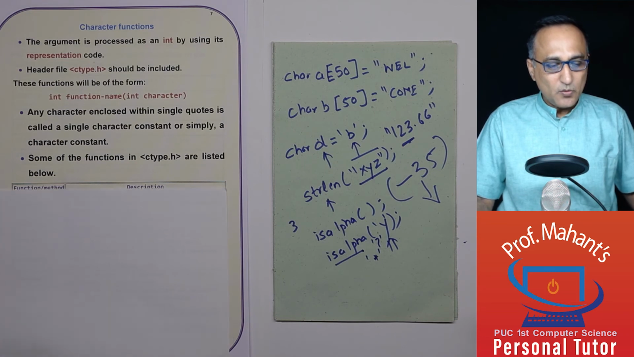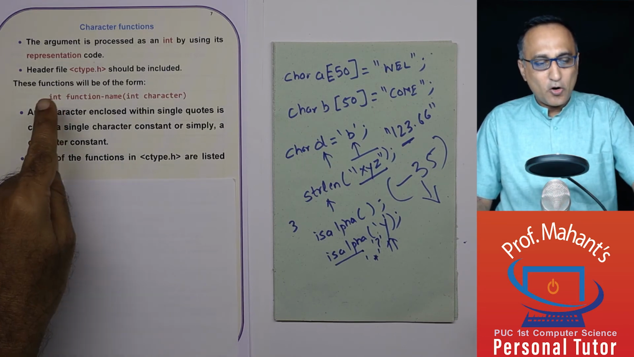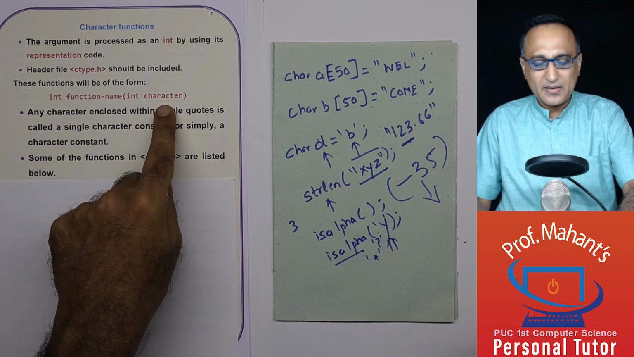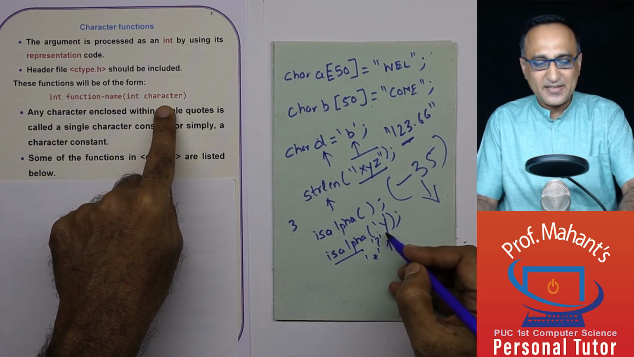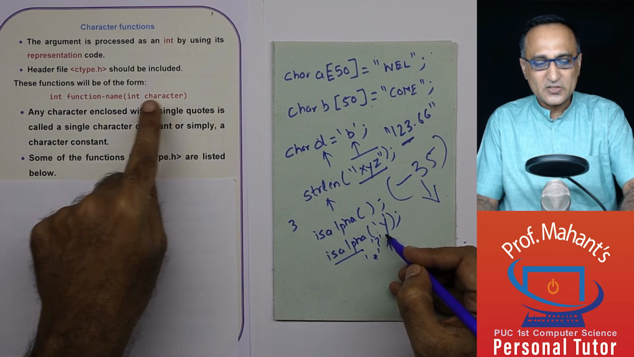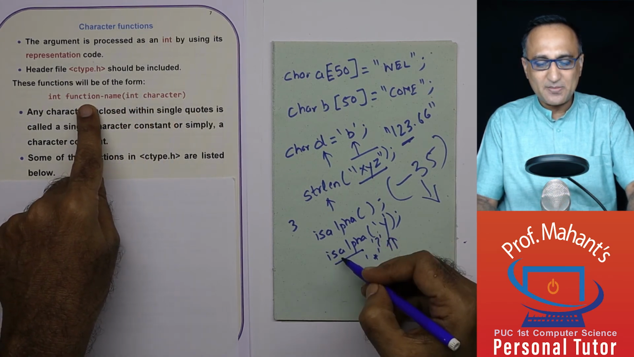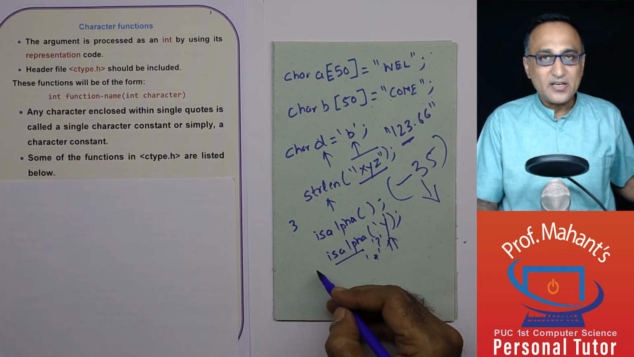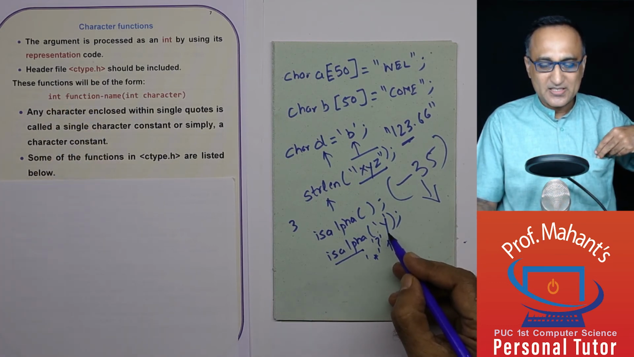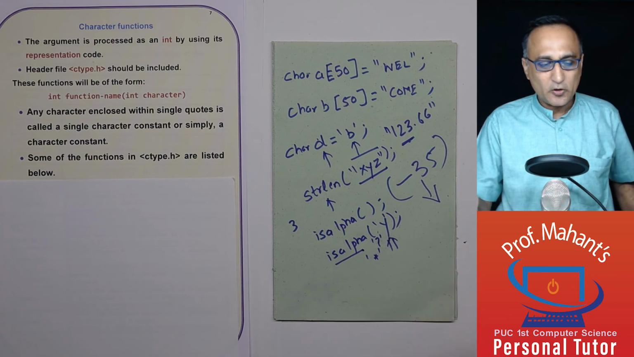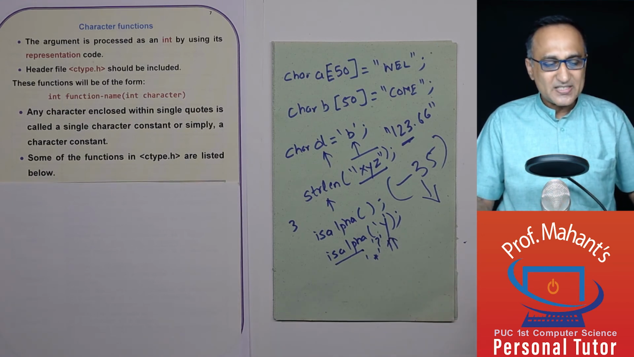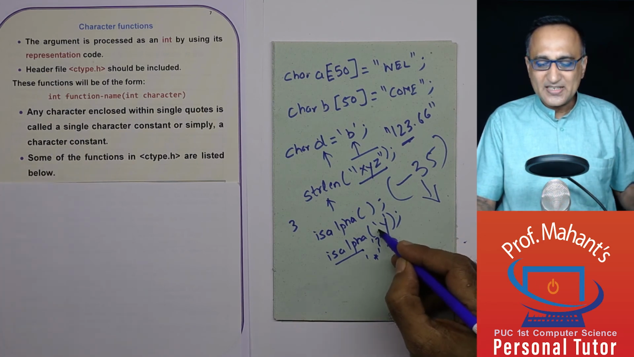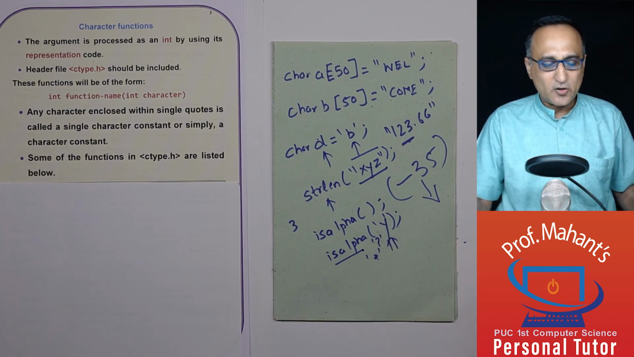So what this is trying to tell us is all these character functions have this particular format. They will accept a parameter. The parameter is this 'y' here, an int character. The ASCII value of this will be sent to the function. The function name is isalpha, and the return type: it will return a non-zero value if this is an alphabet. In this case, it's an alphabet, so it will send back a non-zero value. So what is a character constant? Any character which is enclosed in single quotes is a character constant. This is a character constant.